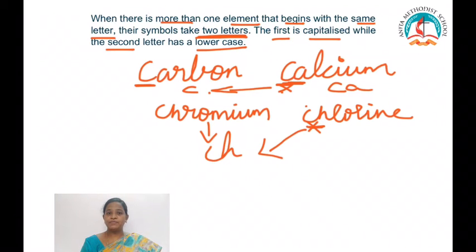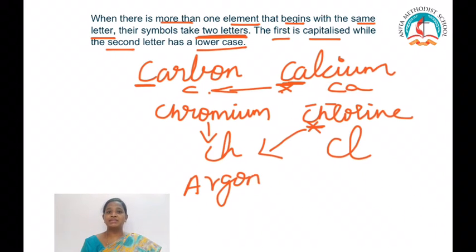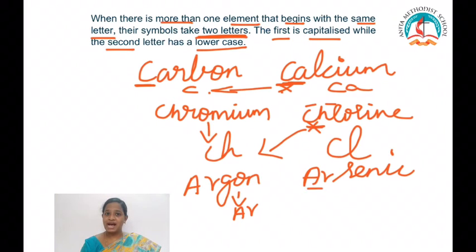I'll give you one more example. Argon and arsenic are the elements that begin with the same letters Ar. So, for argon, I can take the symbol Ar. But for arsenic, I can't use Ar. So, instead of Ar, I will take A. I'll skip the second letter r. I'll take the third letter s. So, the symbol of arsenic is As, not Ar.